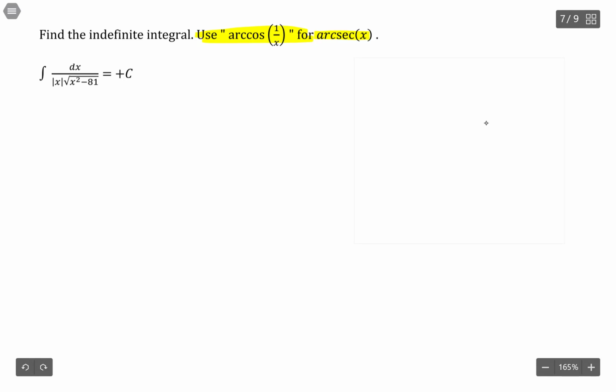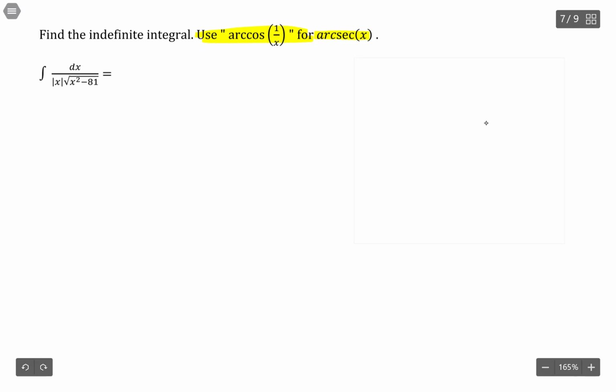Anyhow, what we need to do is recognize the form of the function that we're working with. So the form of the function that we're working with here, which is dx over absolute x times the square root of x squared minus 81. We have a rather complex denominator and just 1 in the numerator.